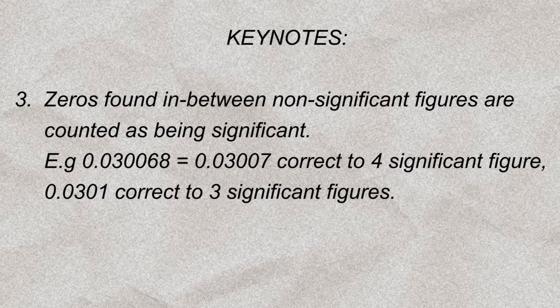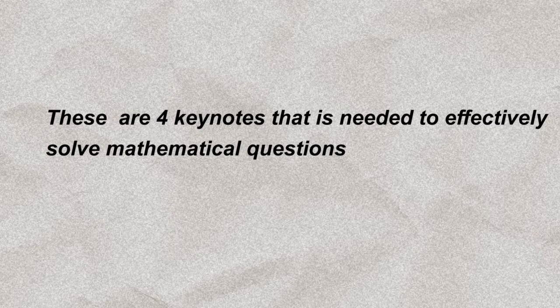Now look at the second example. When given 0.0301 and you are asked to round it to 3 significant figures, the value will be 0.0301. So you note now that the 0 before 1 is also counted as a significant figure. Now these are the 4 key note points you should take good note of as we carry out practical sample questions on this topic, significant figure.